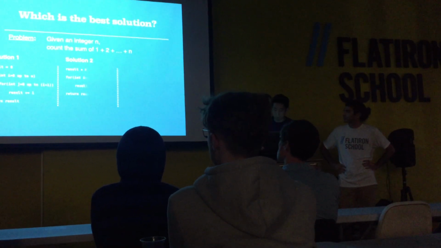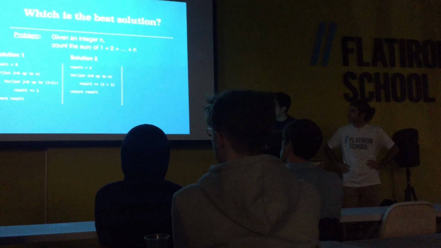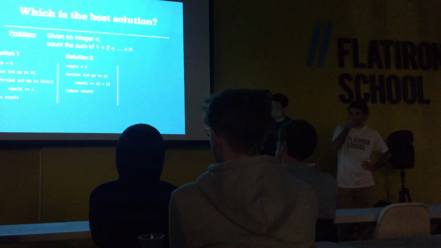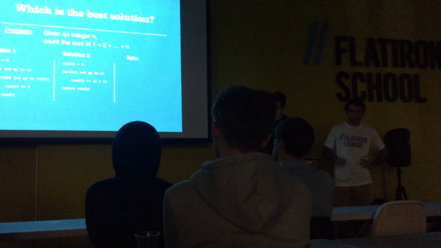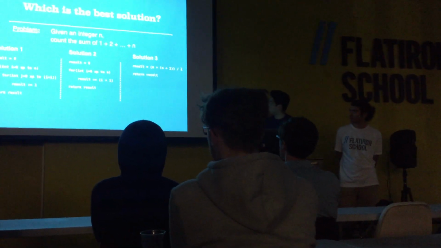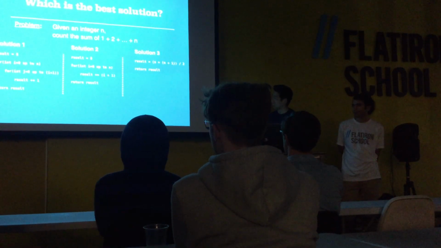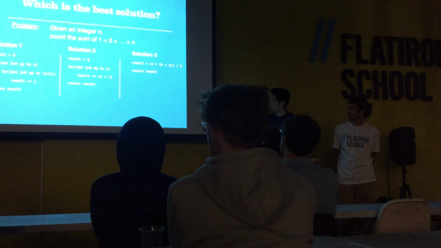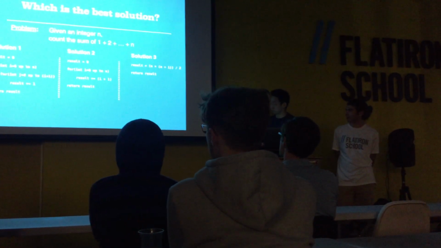Solution number 2, we just use one for loop, so it just goes up to 4, and we just do this 4 times. And solution number 3 would be just to run one line of code, and then it would immediately give you the answer. So the best solution is the shortest one, and the worst one is the first one.